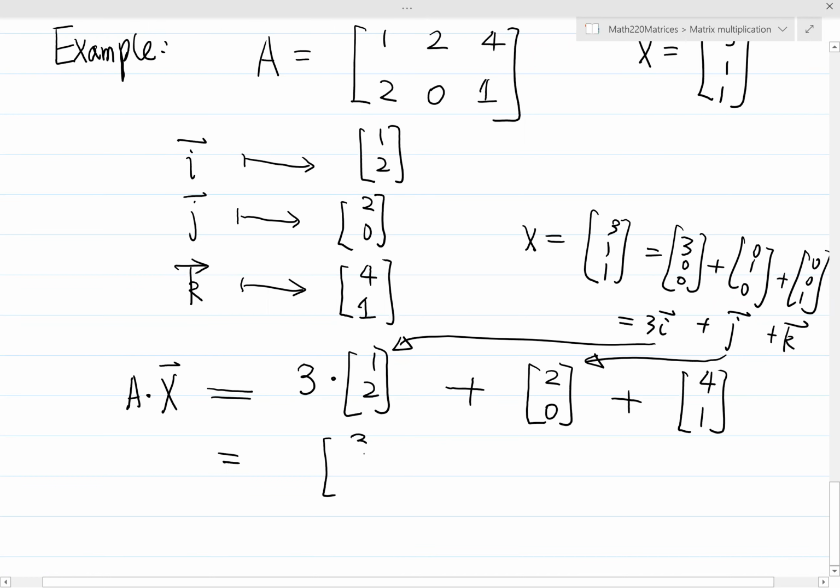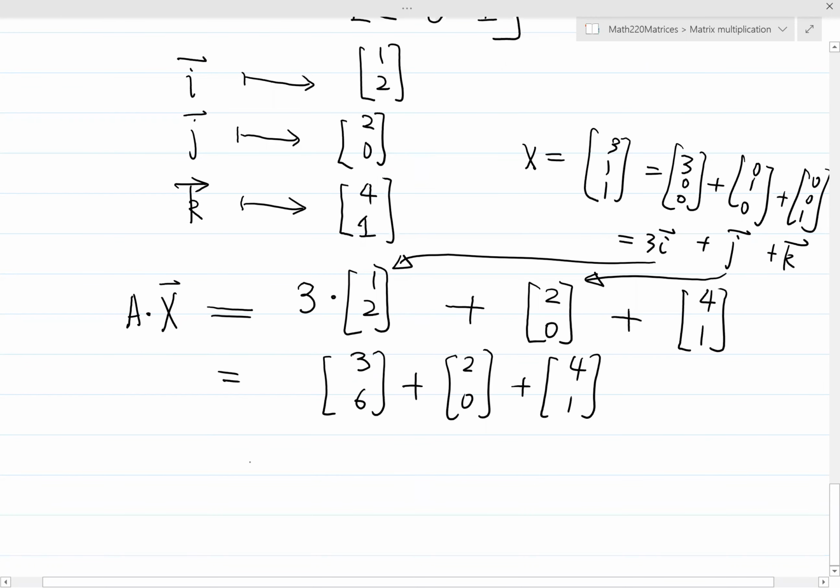So this is 3 times (1, 2) plus 1 times (2, 0) plus 1 times (4, 1). Now we add them component-wise. The first component is 3, 2, 4. We add them together and get 9. Then the second component is 6, 0, 1. Add them together and we get 7. Okay, we can also use the row picture.